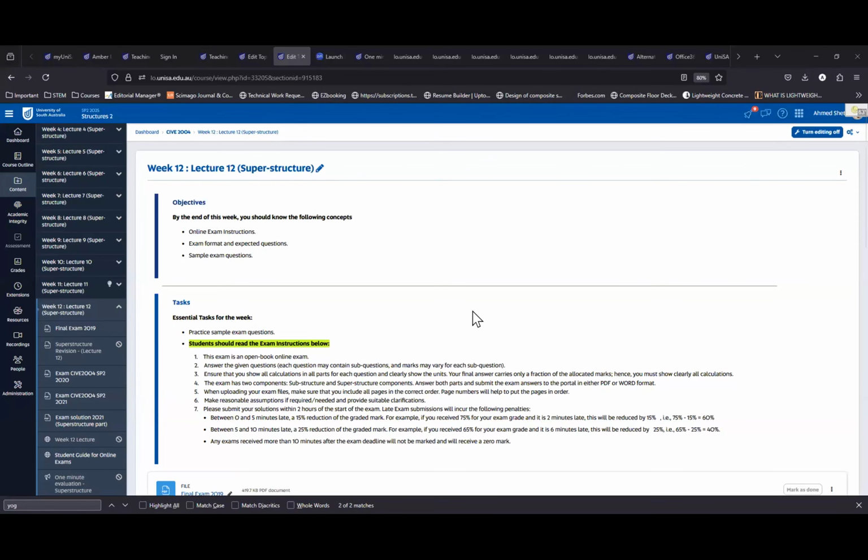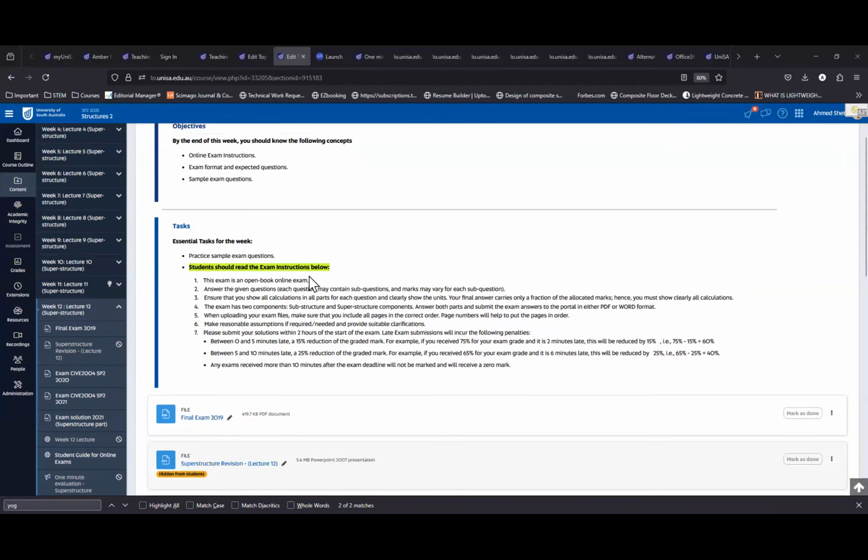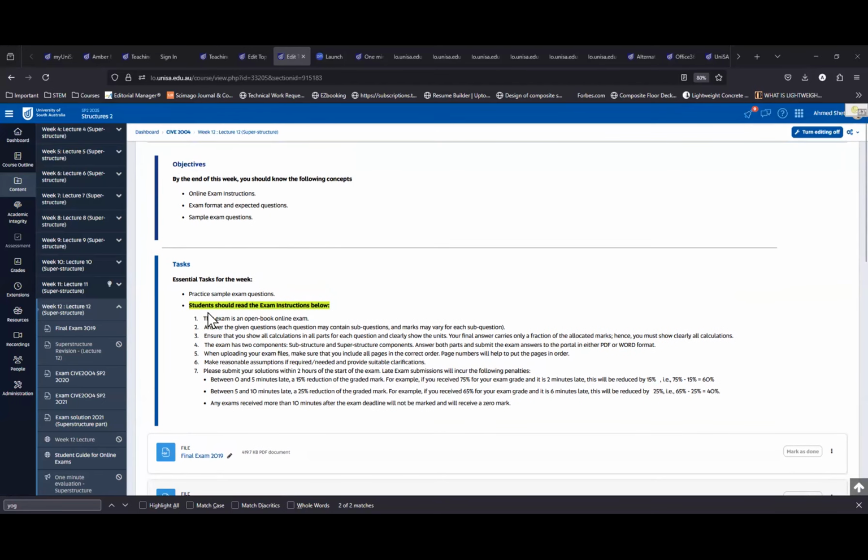So, welcome guys to our week 12 lecture of the superstructure component. In this week's lecture, we will go through some of the exam instructions, some explanation of the formatting and the expected questions during the exam. I want you to have a look at the instructions below here. We also have some practical sample exam questions.